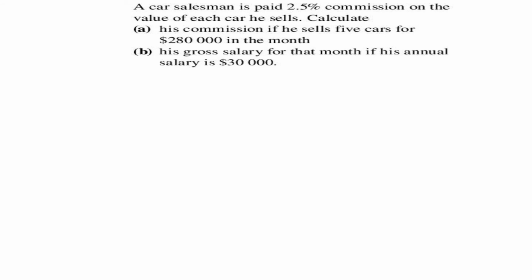Right, so let's go. So that person's rate is 2.5% of the value of each car sold. And here we have the question: his commission if he sells 5 cars for $280,000 in a month. So we have to calculate what will be his commission if he sells 5 cars. Well, this man is doing very well. In that 1 month, he sold 5 cars for $280,000.